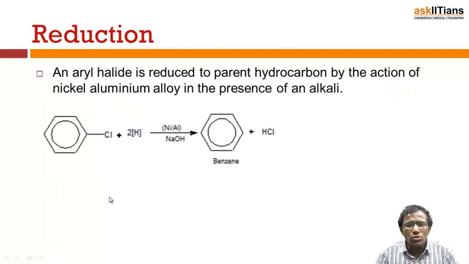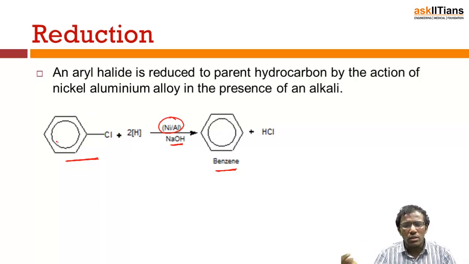The next and last one is the reduction reaction. Aryl halides are reduced to the parent hydrocarbon by the action of nickel aluminum alloy. Here I am taking nickel aluminum alloy in the presence of alkali, where the aryl halide is reduced to the parent hydrocarbon, benzene. So chlorobenzene is reduced to benzene, and bromobenzene is reduced to benzene, like that. Just remember that nickel aluminum alloy in the presence of alkali produces benzene.